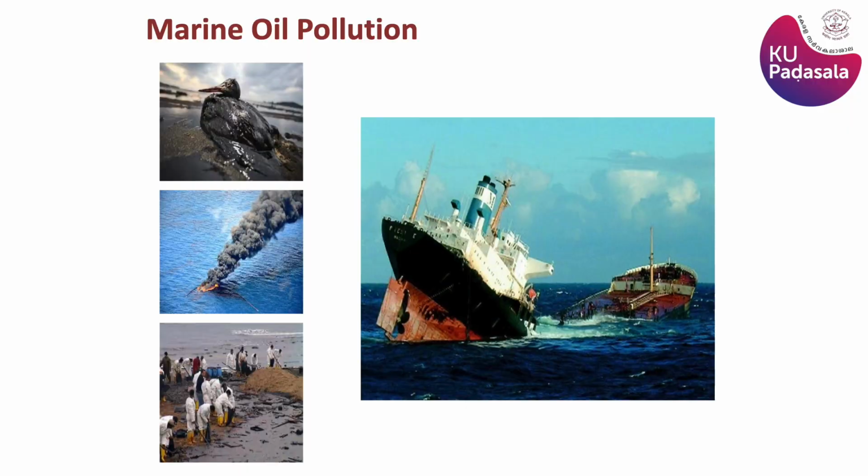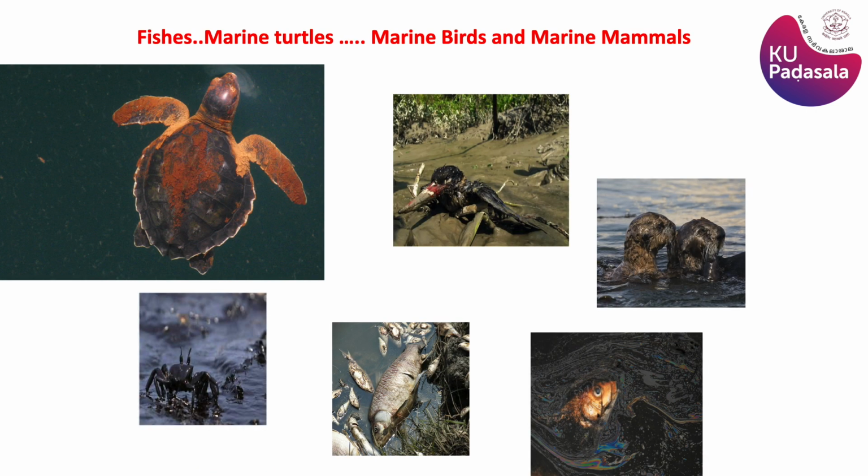So marine oil pollution again stands number one, which happens due to marine tanker accidents, collisions and other problems, and also wars. Almost all the biota, starting from mangroves, seaweeds, and including all sorts of flora and fauna, were deadly affected by the marine pollution.